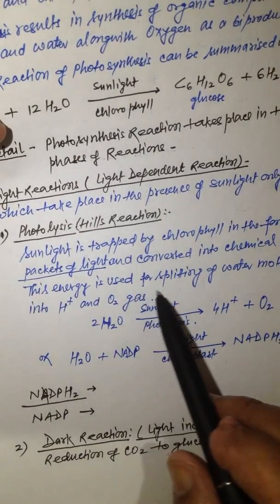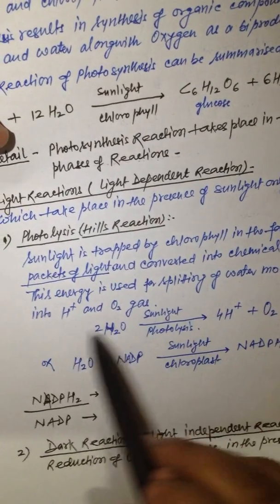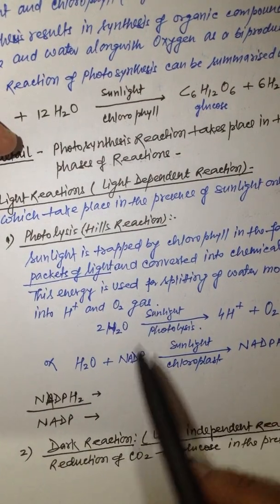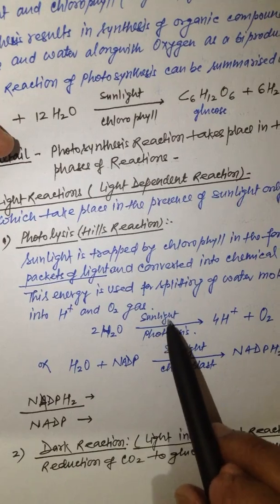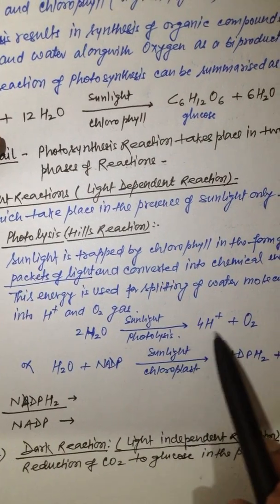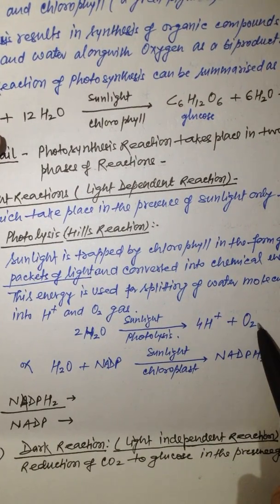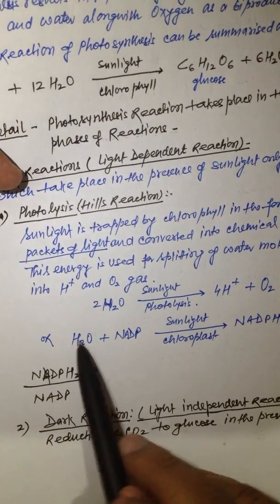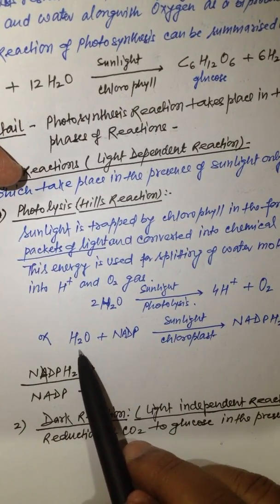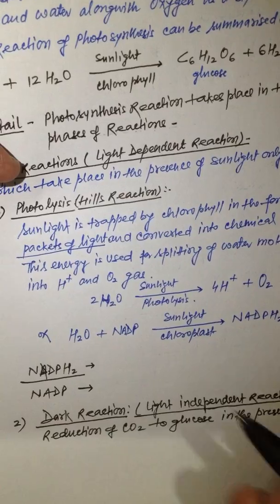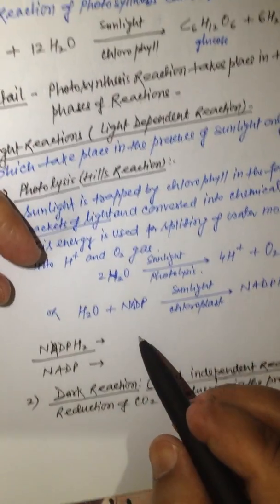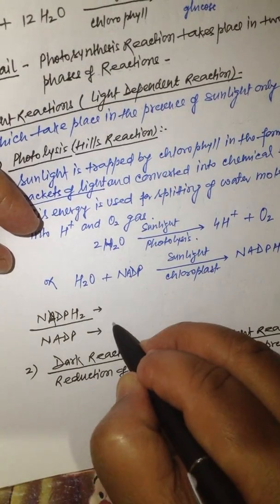This energy is used for splitting of water into H plus ion and oxygen gas. That means water molecule in the presence of sunlight, photolysis reaction के through H plus ions और OH2 में convert हो जाता है. और इसको रिएक्शन को हम ऐसे भी लिख सकते हैं because H2O in the presence of NADP. आप समझेंगे NADP क्या है. NADP is a kind of protein.